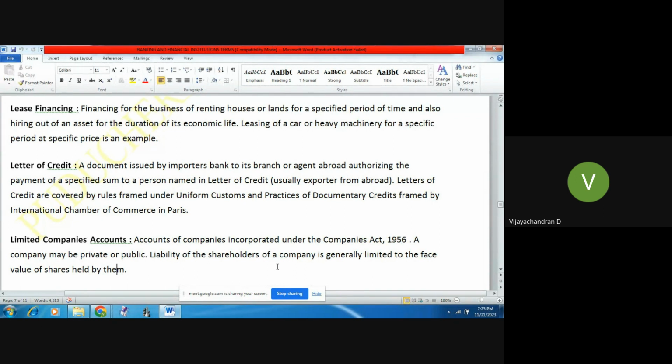So the lease rental will be a very big amount. The lease rental will be more. Why? You have to renew. And the repair charges will be paid by the lessor.